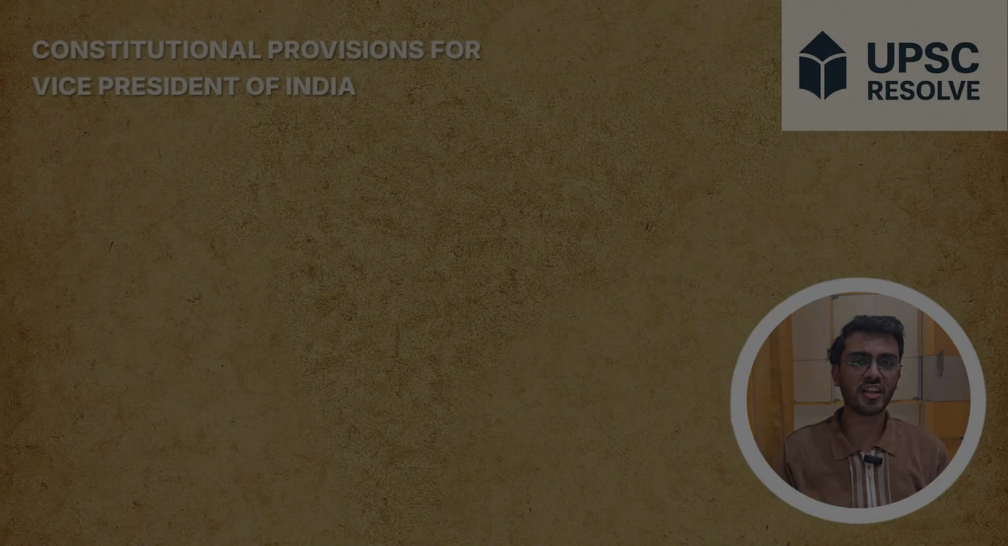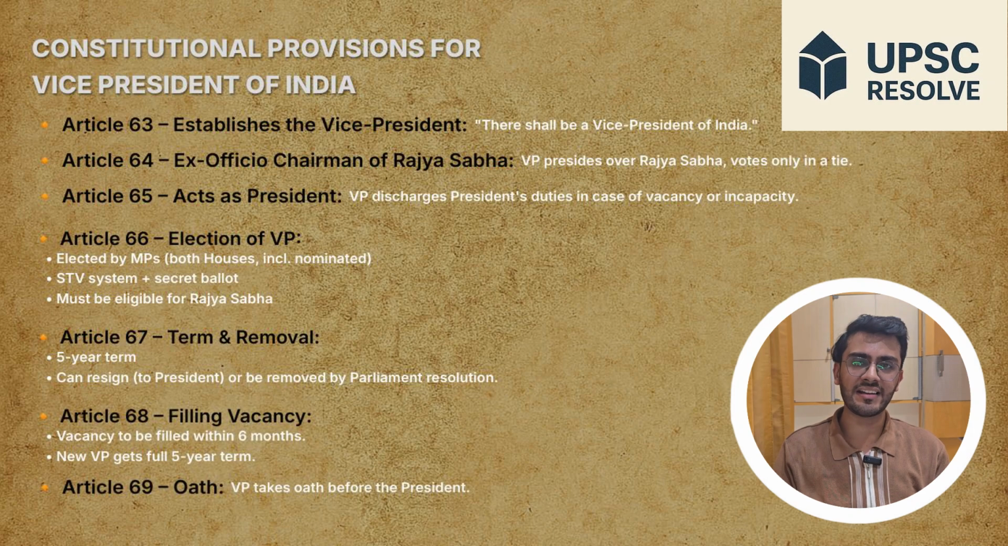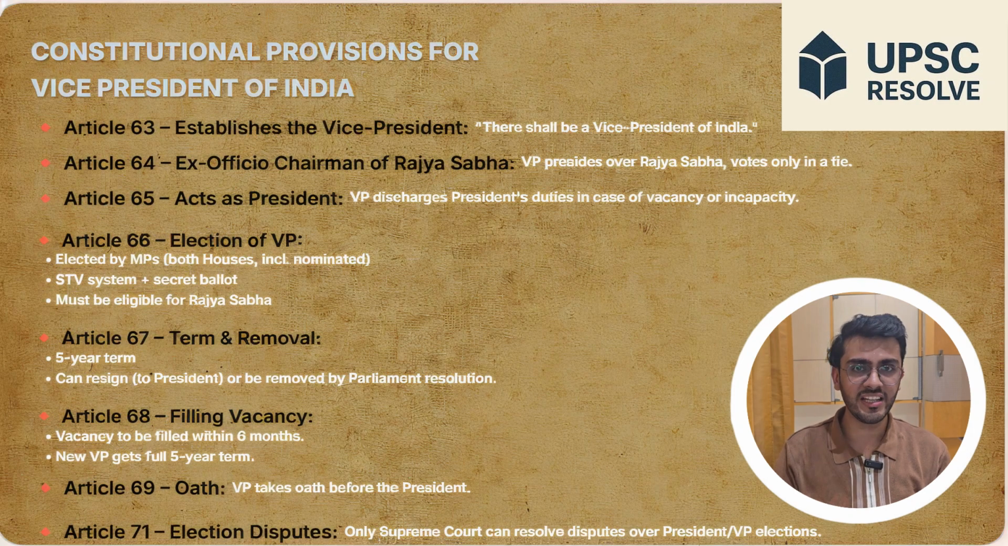First, regarding the constitutional provisions. See, the constitutional provisions related to Vice President are written from Article 63 to Article 71. Article 63 is very important. It is mentioned that there shall be a Vice President of India. Then in Article 64, it is written that the Vice President will be the ex officio chairman of Rajya Sabha. Then in 65, it is written that the Vice President acts as President if needed.